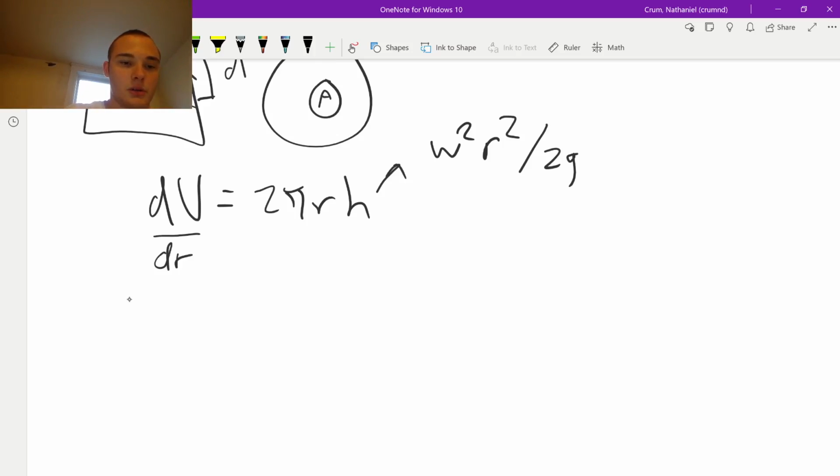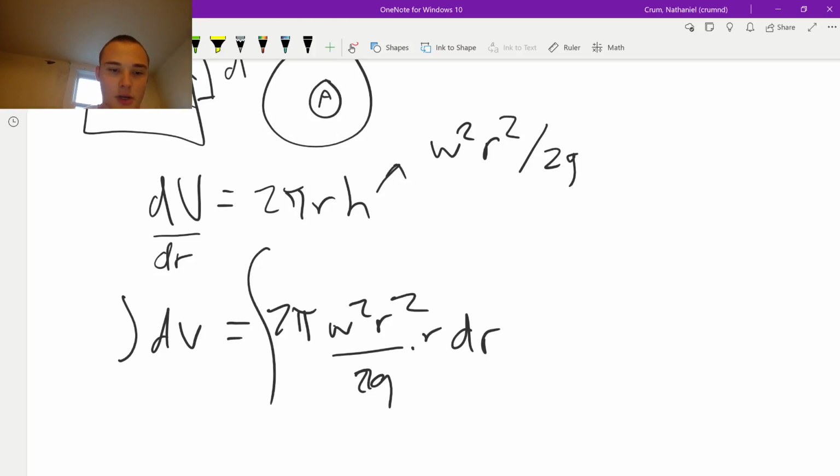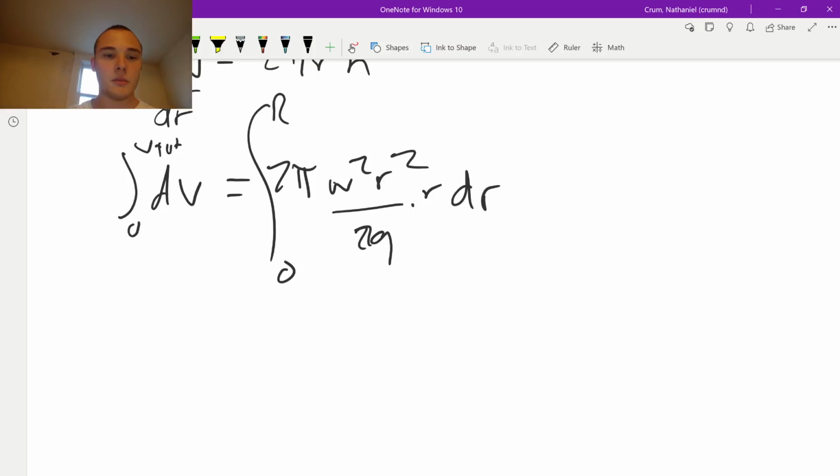So now what we're going to do is just have dV equals 2 pi r times omega squared r squared over 2g dr times r. And we're going to integrate both sides. This side being 0 to V, the total volume of the container, and this would be 0 to capital R, the total radius of the container.